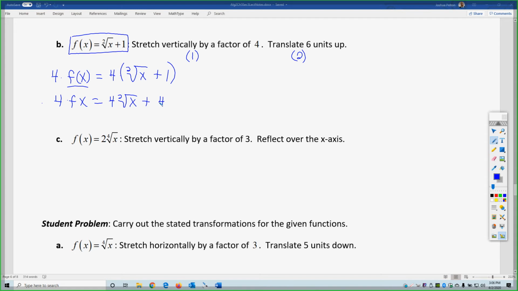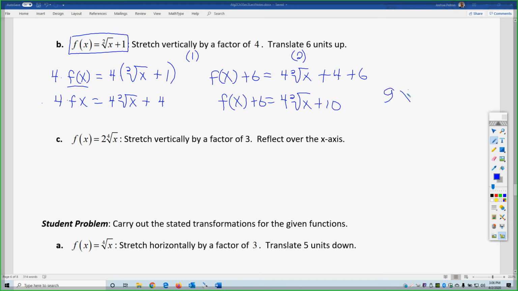So translating 6 up is y, because that's vertical, so it's on the outside. So that's f of x plus 6. So that is 4 times the square root of x plus 4 plus 6. So that gives me f of x plus 6 equals... I did that wrong. I'm sorry. Equals 4 times the square root of x plus 10.